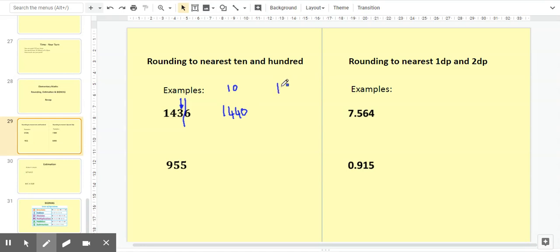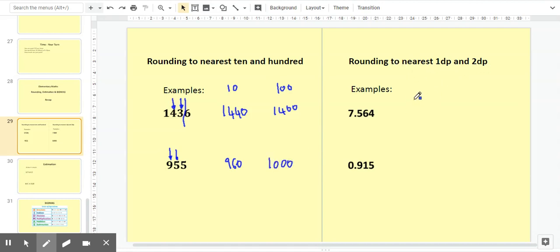To the nearest 100, we need to look at the hundreds column. We'll look next to that, it's a 3, so we're going to round down. Again here, to the nearest 10, this is our 10. Next to it is a 5, so we're going to round up. And then to the nearest 100, this one's a little different. This is a 5, so we're going to have to round up, and the 9 is going to become a 10, so 1,000.